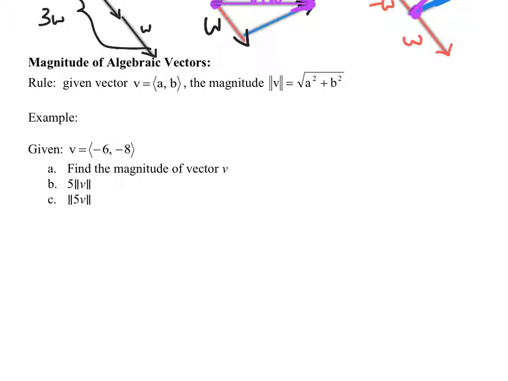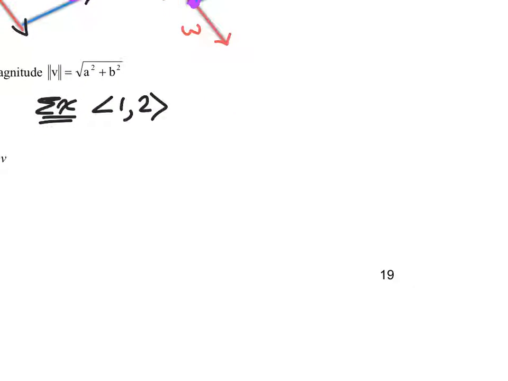So, magnitude of algebraic vectors. Magnitude is based on the Pythagorean theorem. That's really all there is to it. I'll just draw out a quick example and keep it simple. Let's say you have vector 1, 2, and I want to find its magnitude. The magnitude is just talking about the length of the vector. The way we denote magnitude is by putting double absolute value bars around the vector itself.